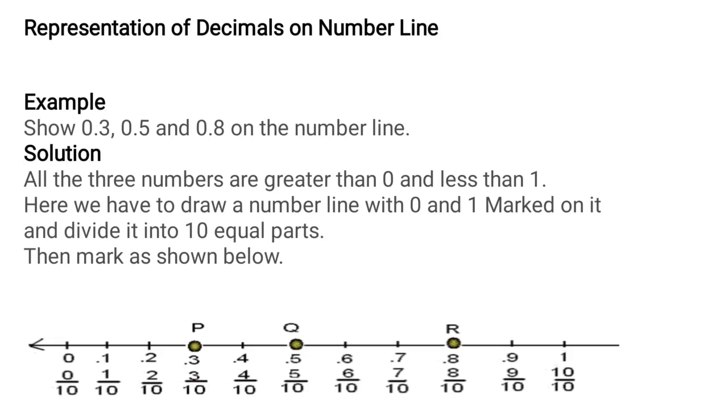Here, as we look at the numbers, we can say that they are greater than 0 but less than 1, and thus they will lie between 0 and 1 on the number line. Thus, we will draw a line and mark 2 points 0 and 1 such that it is divided into 10 equal parts, and then mark 0.3, 0.5 and 0.8 on it as shown here.